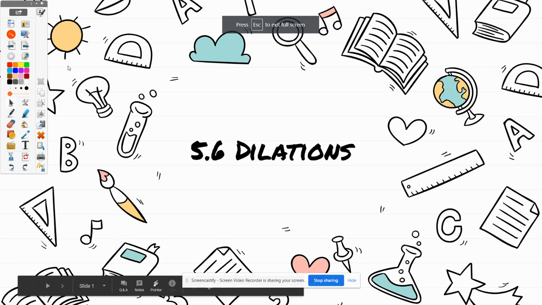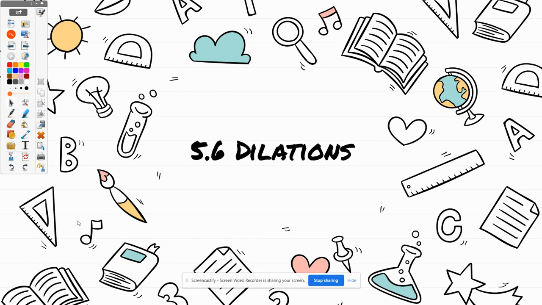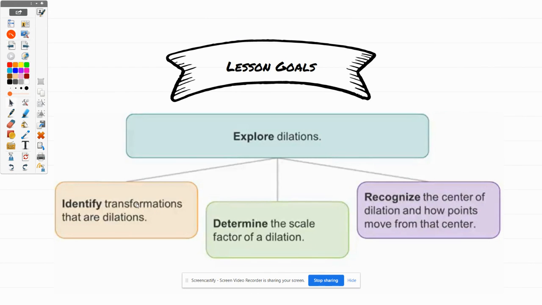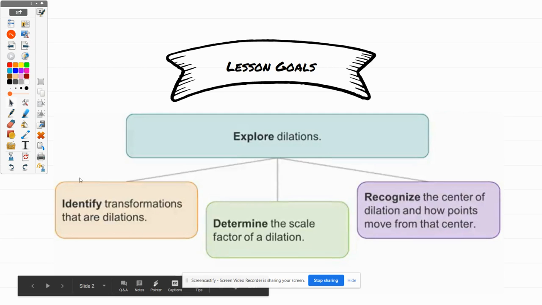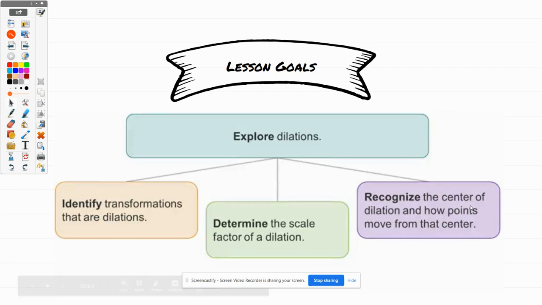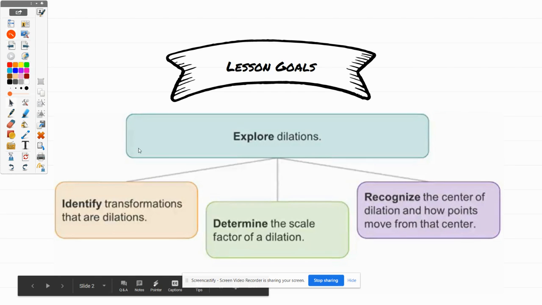Hello, everyone. We're going to talk about our last type of transformation today, and that is called a dilation. So, today we're going to talk about dilations. We're going to explore them, identify them, and figure out this idea called a scale factor, and then talk about the different points that are needed, like the center of dilation, and how the points will actually move from that point.